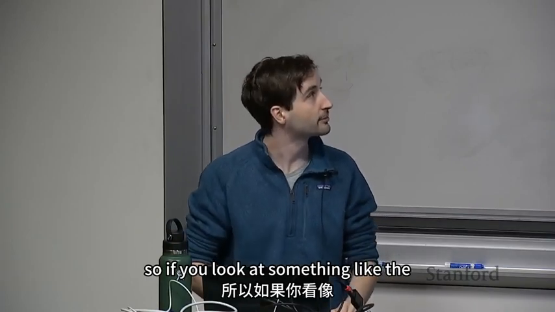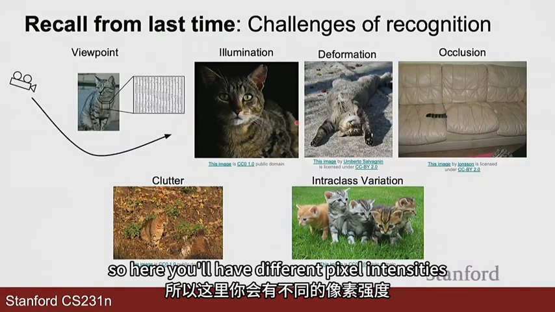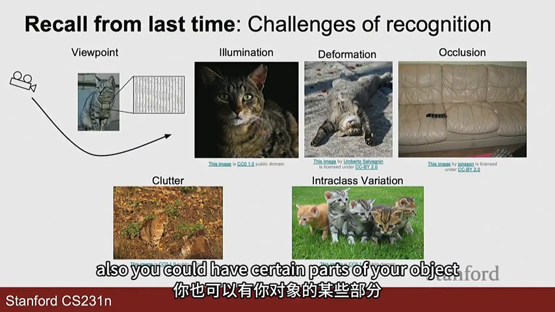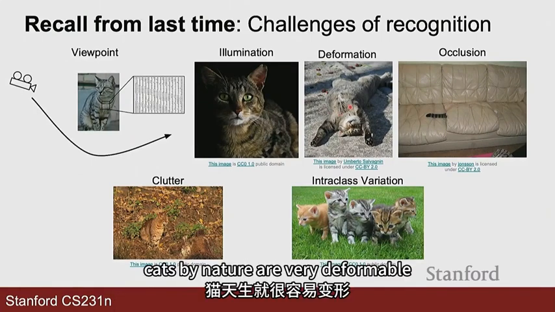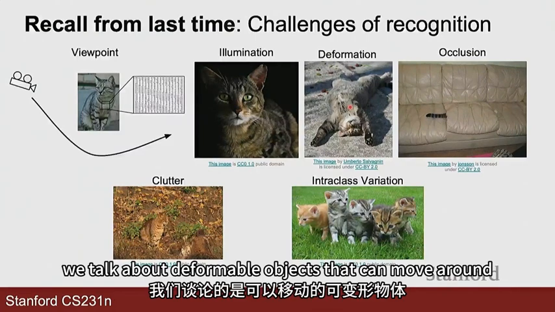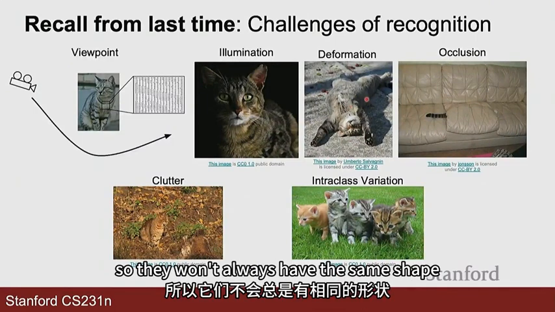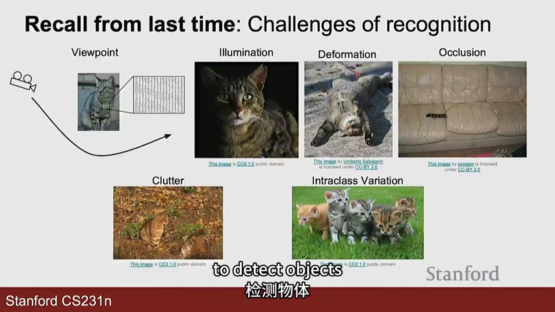If you look at something like the illumination of the scene, you'll have different pixel intensities based on where the lighting is in the scene. Also, certain parts of your object could be in the shade and harder to see. Cats, by nature, are very deformable. Deformable objects can move around and twist and bend in different ways, so they won't always have the same shape. And this can prove challenging if you're trying to design an algorithm to detect objects.